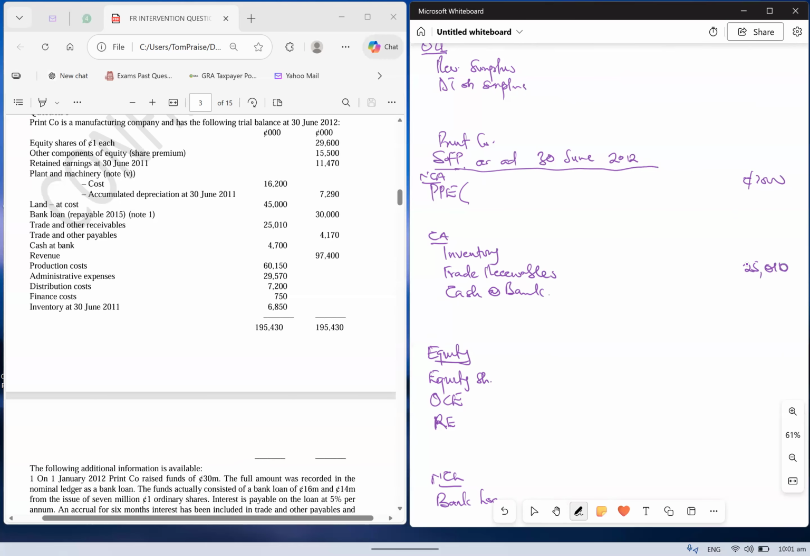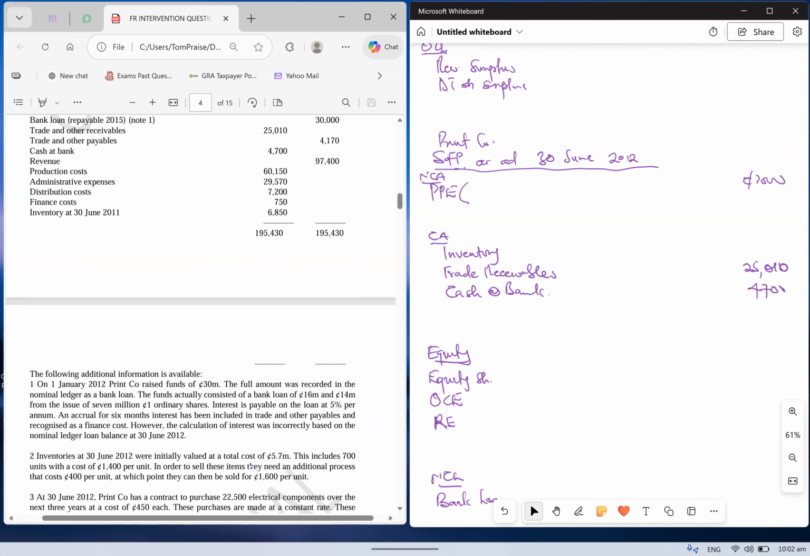25,010. So the time that they give you to read through your questions, this is what you utilize it for. Do you have a note on bank? Cash at bank? No. The only thing we have was the bank loan. So quickly, cash at bank, 4,700. Now, if you do this and they say stop work, you know you can get some ticks. As for the equity, because they did the issue of shares and all those things, you pause here and now start going and do your workings one by one.